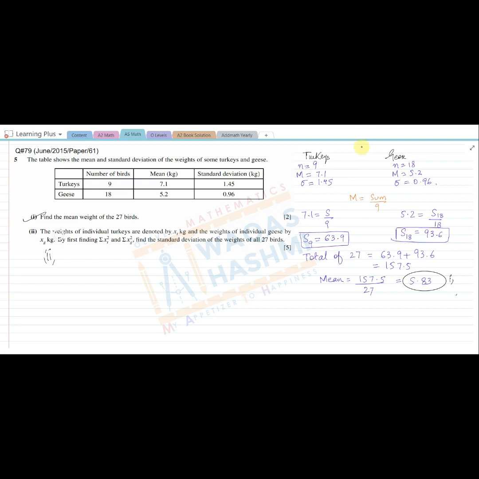The question says: The weights of individual turkeys are denoted by XT kg and the weights of individual geese by XG kg. By first finding the sum of XT squared and XG squared, find the standard deviation of the weight of the 27 birds. All right.